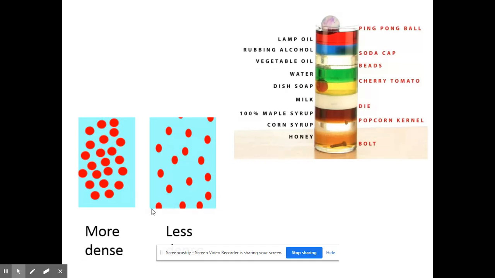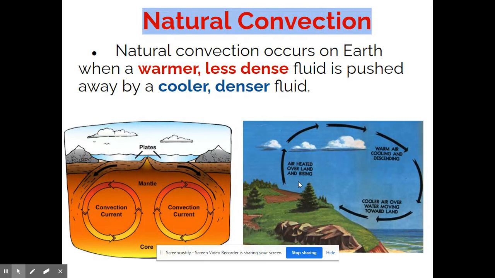Here's another little example of more dense and less dense liquids. There's also natural convection. So natural convection occurs on Earth when a warmer, less dense fluid is pushed away by a cooler, denser fluid. And we talked a little bit about this when we were talking about weather, how the warm air is heated and rises, and the warm air cooling and descending, and then that cool air moving over water and towards the land.